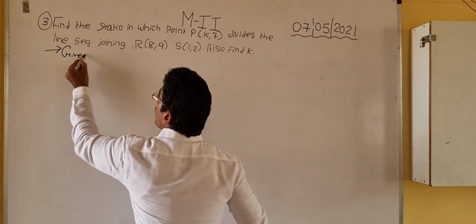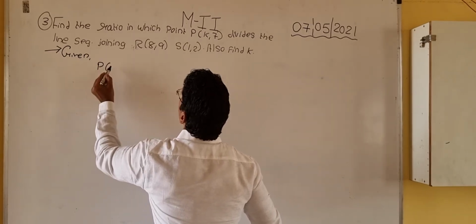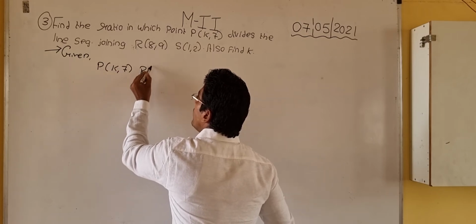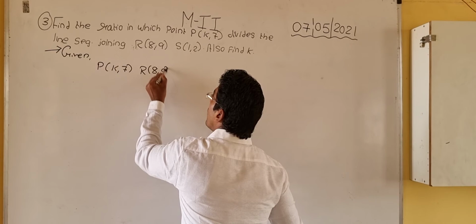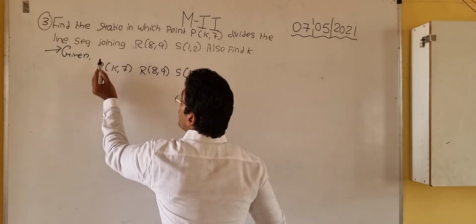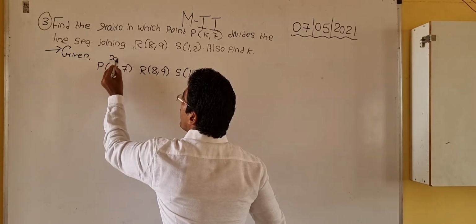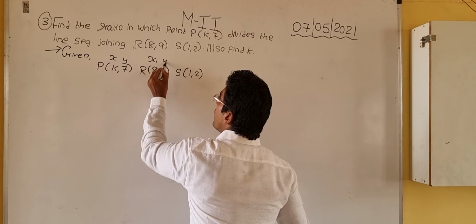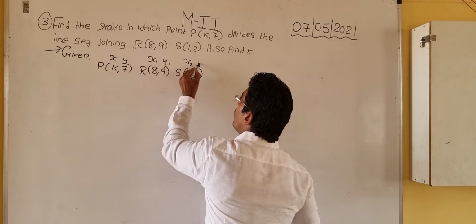Given point P. What is P? K comma 7. What is R? 8 comma 9. What is S? 1 comma 2. Which is the point that is dividing? P, x comma y. Segment RS, x1 y1, x2 y2.